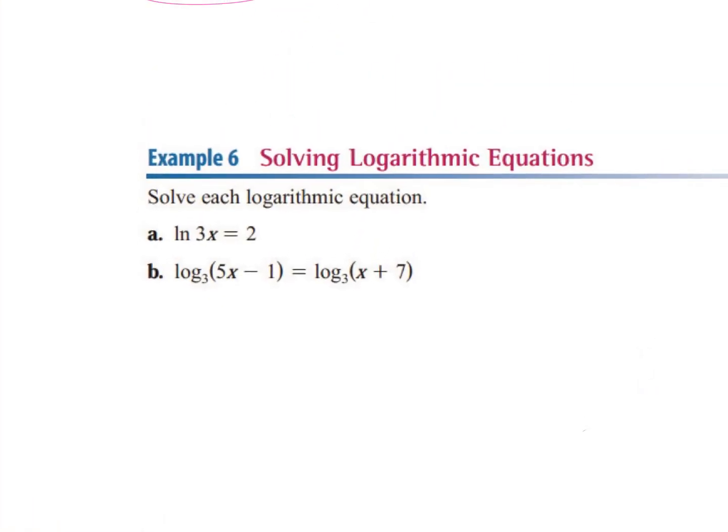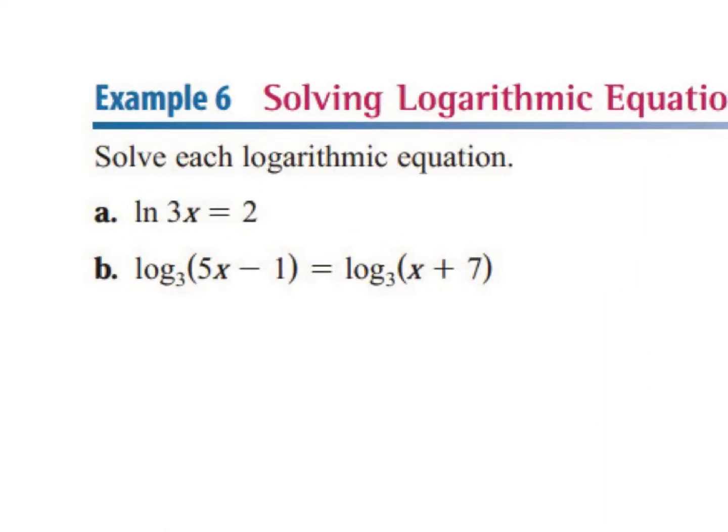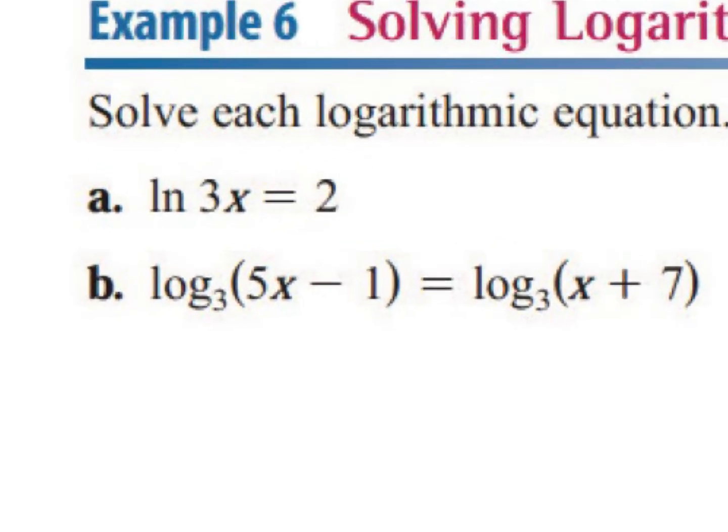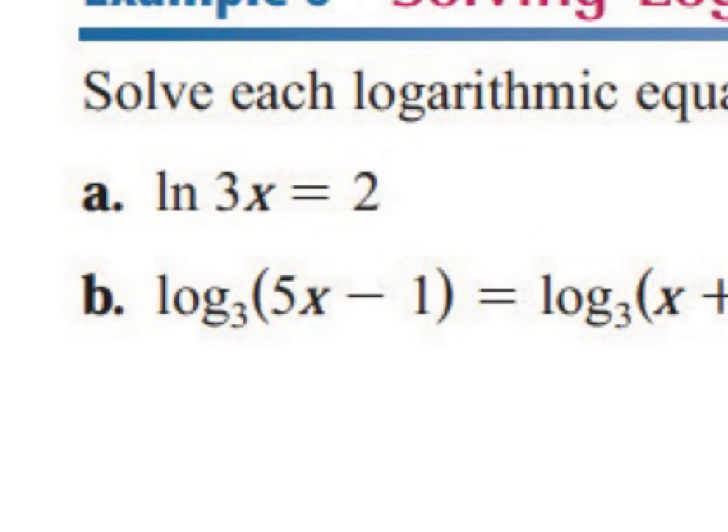All right, example 6, right below it. Here we're solving log equations. So how can I solve? How can I get rid of that ln? I can make the big base e. So e to the power of ln cancels, so this would be 3x is equal to e squared. Whatever the base is of that log.